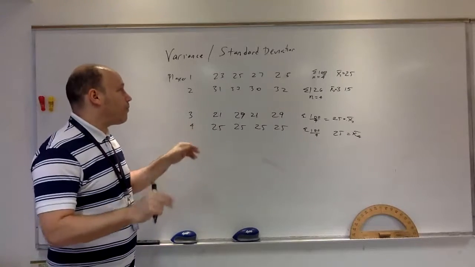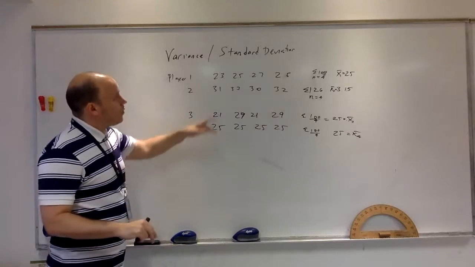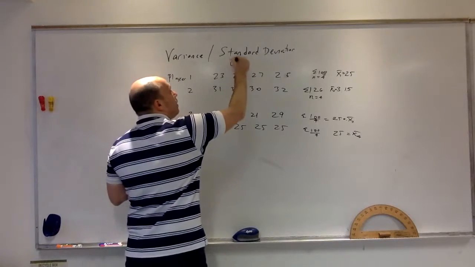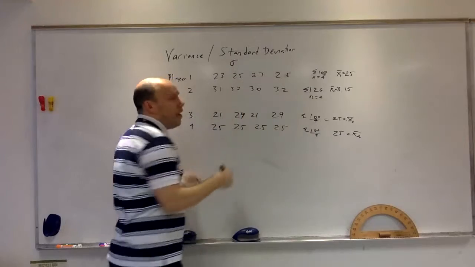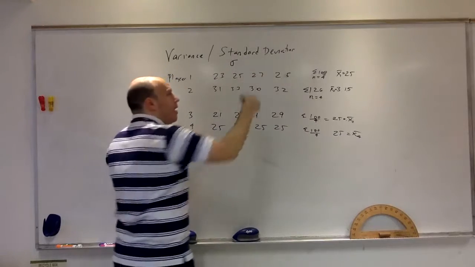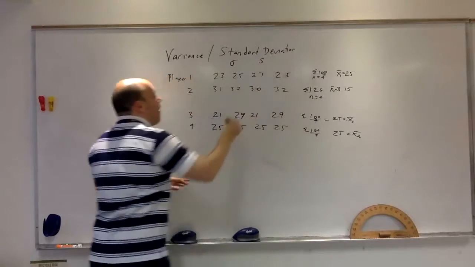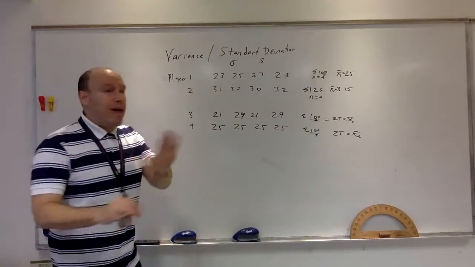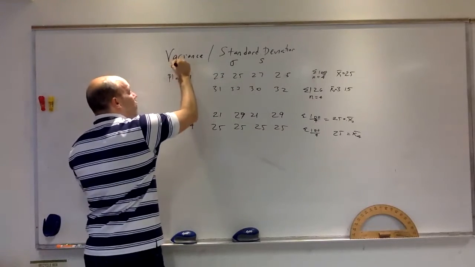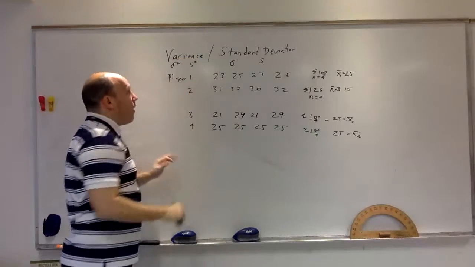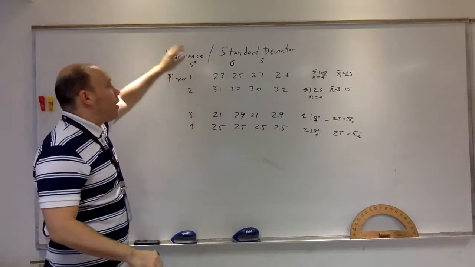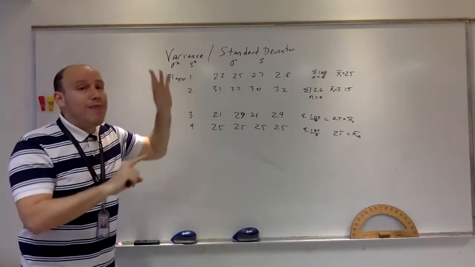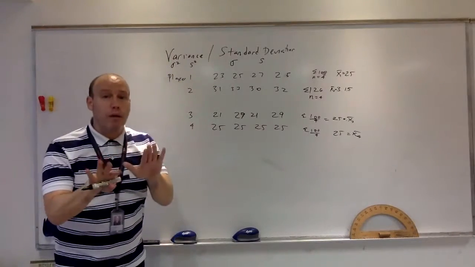Now, first of all, the symbols we use for standard deviation and variance are like this. Standard deviation is simply sigma for a population. If we have a sample, which we're not talking about in this class, we'll use little s. Variance is just standard deviation squared. That's it. So once we find the standard deviation, we square it to get the variance. If someone gives you the variance, you take the square root. That's the standard deviation. Done.